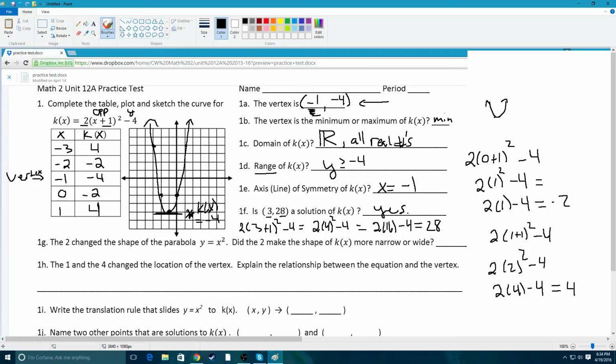Okay. So did the 2 make this shape more narrow or wide? This looks like a pretty narrow parabola. I'd say this is pretty narrow. So it would make it more narrow. Remember, the number that's in front, we call this our A value. If the absolute value of A is greater than 1, that means it becomes more narrow. If the absolute value of A is less than 1, meaning it's a fraction, a decimal that's less than 1, etc., then that means you're dealing with a more wide function.